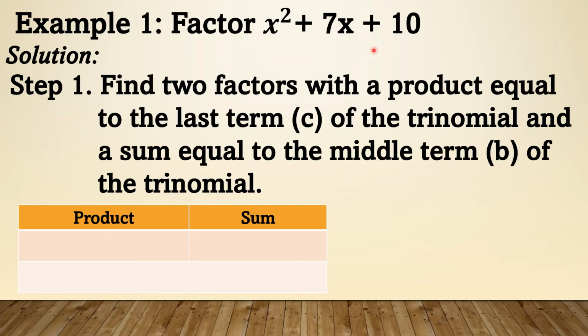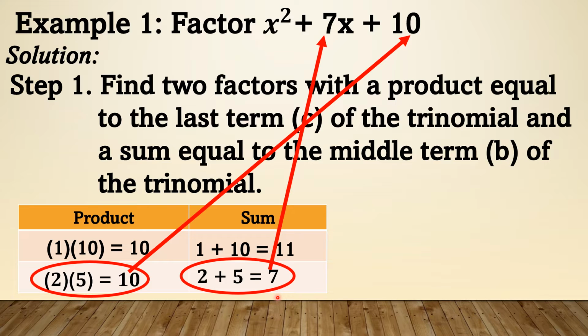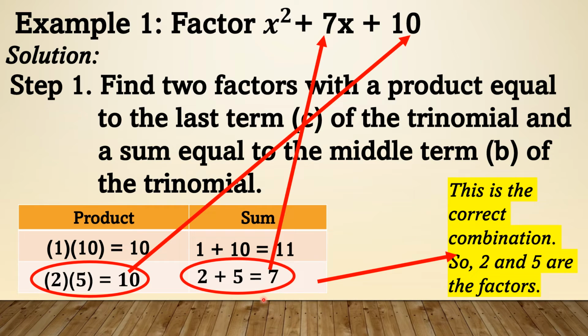So the possible factors of 10 are 1 and 10. That is equal to 10. If we are going to get the sum of 1 and 10, that is equal to 11. Another possible factors of the last term are 2 and 5, because 2 times 5 will give us 10. And if we are going to add 2 and 5, that will give us 7. So this is the correct combination. So 2 and 5 are the factors.